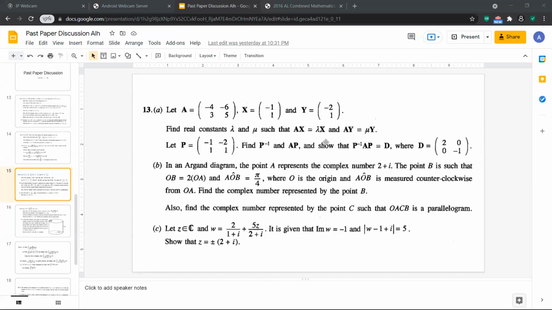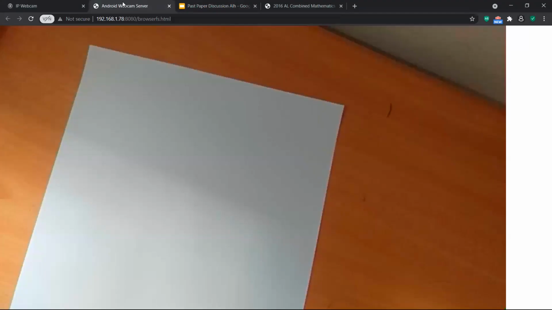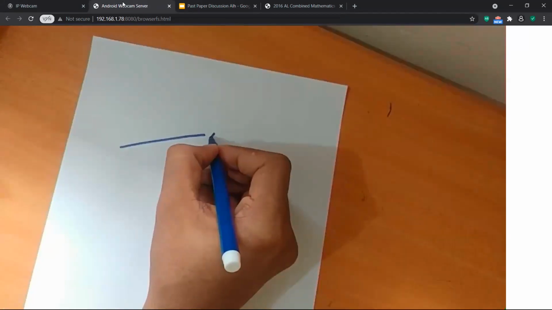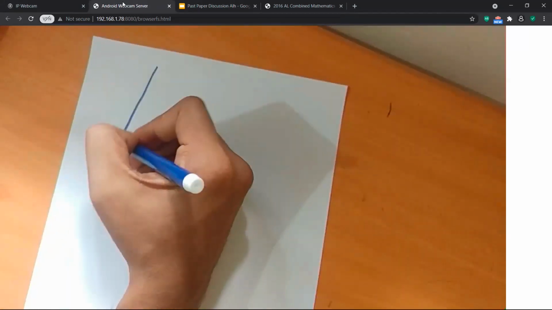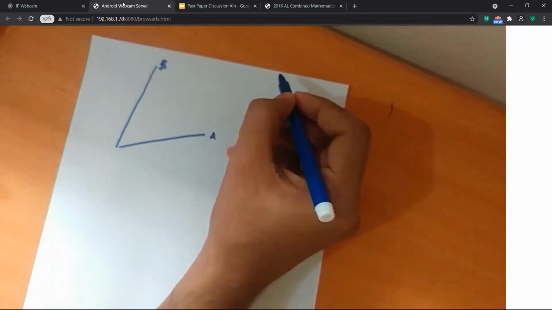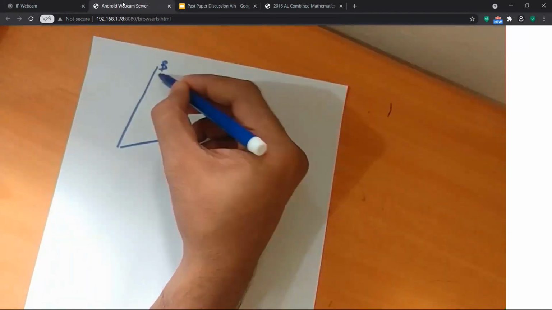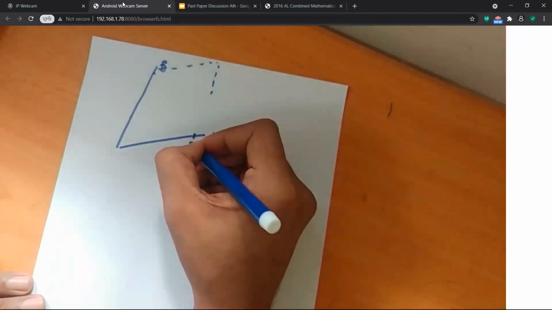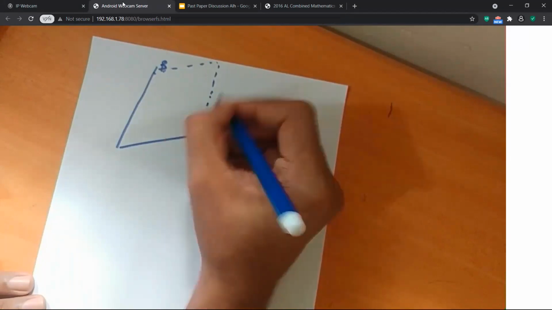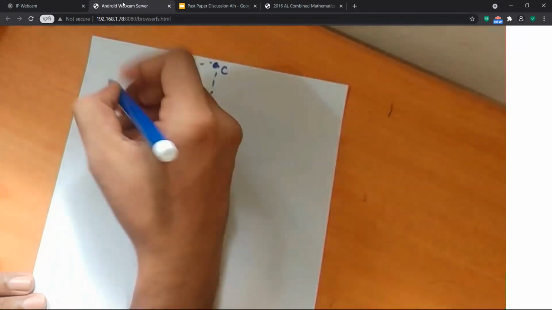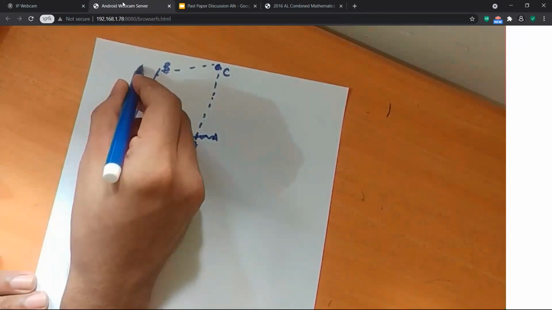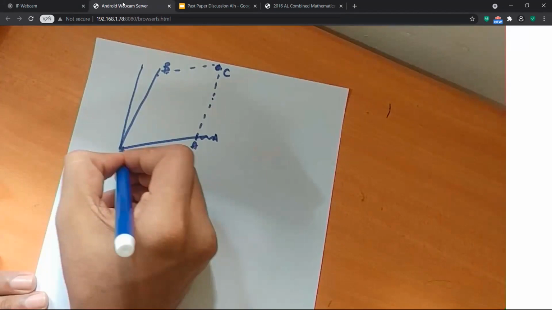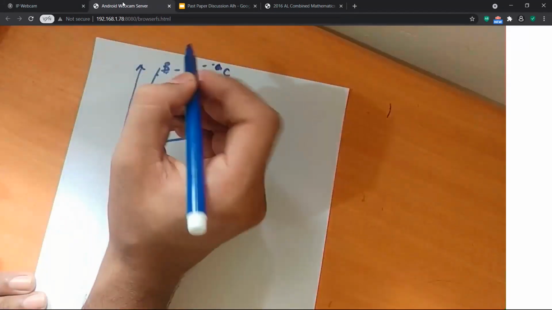Now, when we move on to the next part, this is A, this is B. What is C such that it is a parallelogram? If you extend this, this is a parallelogram, and this represents point C. So what we need to do is find the point C such that OABC is a parallelogram.